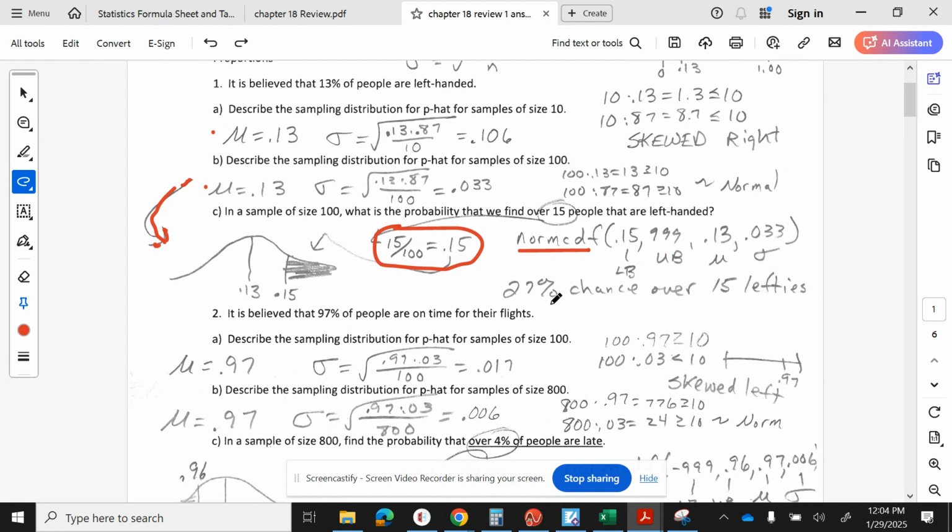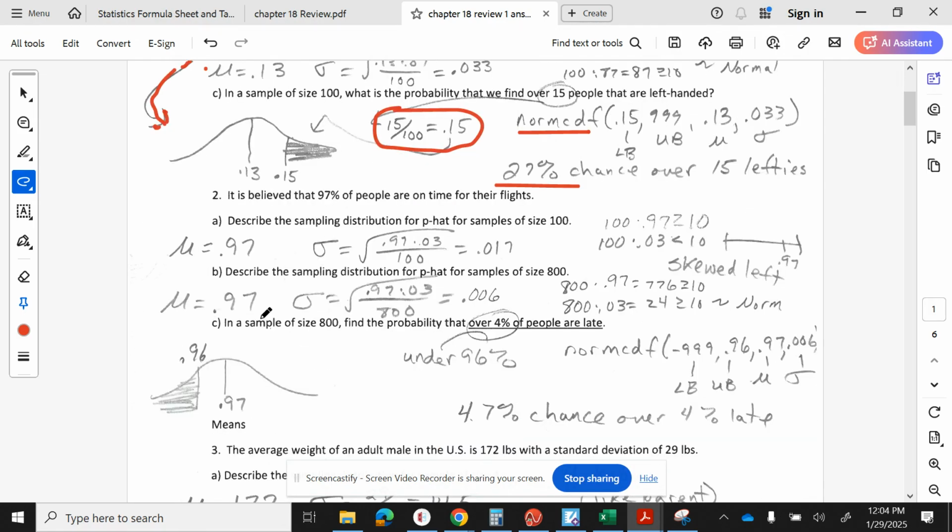Then we get 27% chance, 28 if you round it, that over 15 are lefties. Make sure you have the answer and the context. All these, when you do the z-score, are 4 points. Okay, so number 2, same thing.